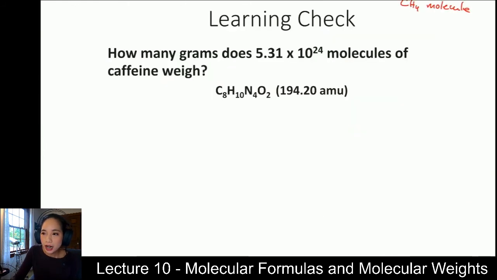So let's do a practice problem where we use these new quantities that we just learned about. How many grams does 5.31 times 10 to the 24 molecules of caffeine weigh?